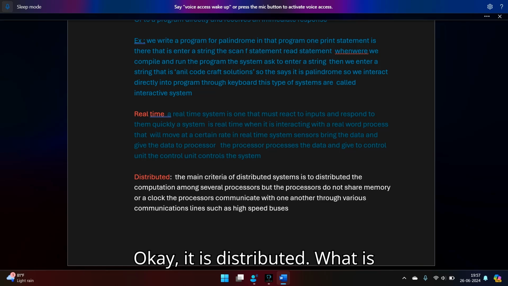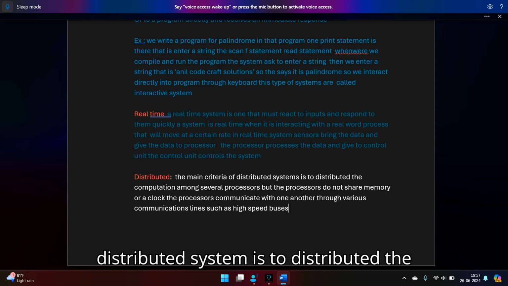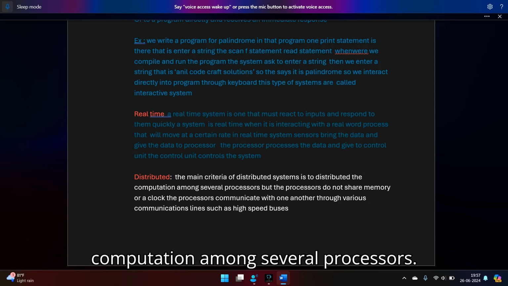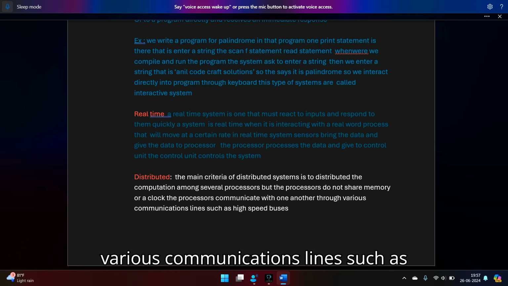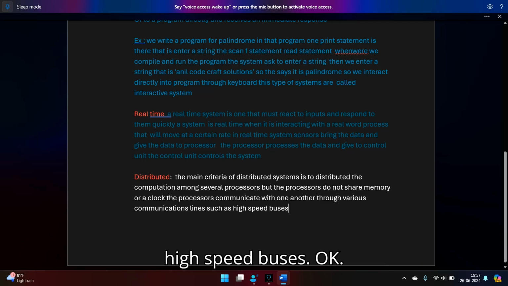This is distributed. What is distributed? The main criteria of a distributed system is to distribute the computation among several processors, but the processors do not share memory or a clock. The processors communicate with one another through various communication lines such as high speed buses.